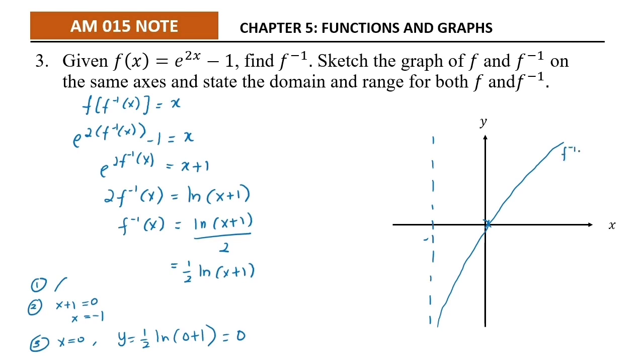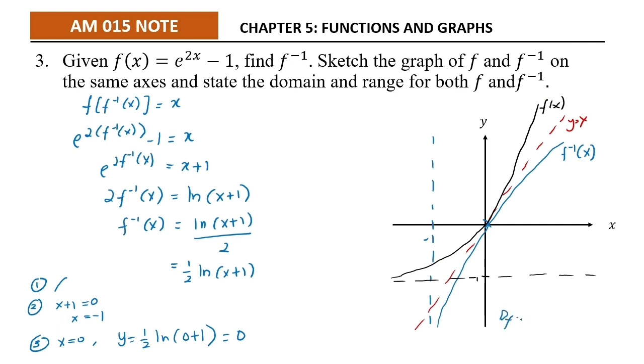This is f inverse. f of x is the reflection of f inverse at y equal to x. f inverse has an asymptote at x equal to negative 1, so f of x will also have an asymptote at x equal to negative 1. And then from the asymptote, cross at 0, 0 and above. This is f of x.